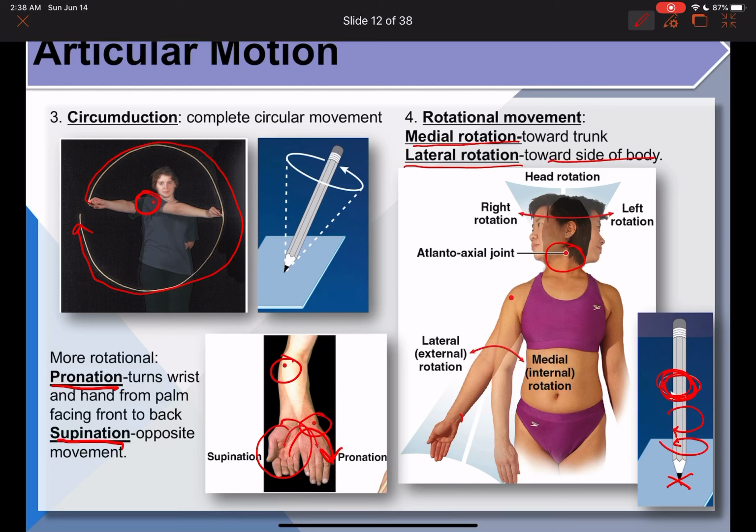Pronation means turning your wrist and hand from palm facing forward in the front to the back. Remember, anatomical position, you're supposed to have palm facing forward. So when you turn it backwards like that, that's considered a pronation movement. And then when you go from the back of your hand back to the palm of your hand facing anteriorly, that's a supination. So going this way is pronation, going backwards is supination. Now that was talking about the joint at the elbow or the wrist, but for the shoulder, we're talking about medial versus lateral rotation. So pronation, supination, pronation, supination, okay?